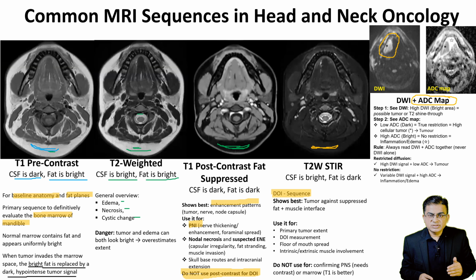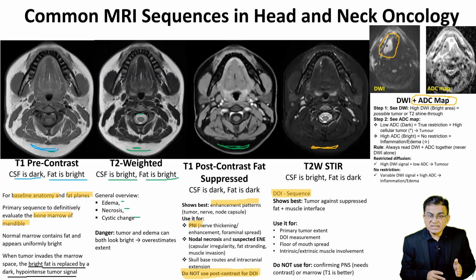At this stage, you should say only this could be tumor or because of either inflammation or edema. So how do we differentiate? Look at ADC map. Now we decide if it is true restriction.